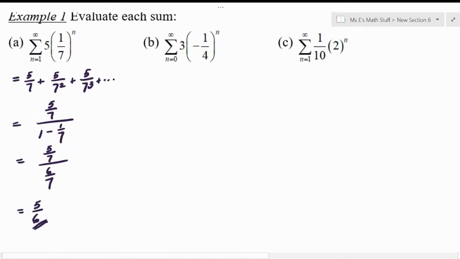Okay. Part B, geometric, check. Infinite, check. Common ratio between -1 and 1, it's -1/4, and so yes, check. So for this one, what would your first term have been?